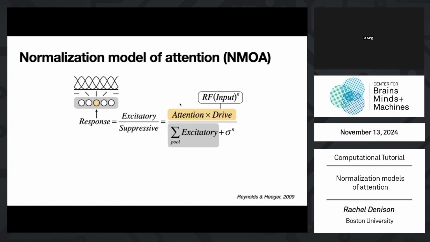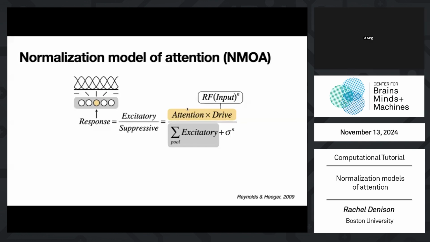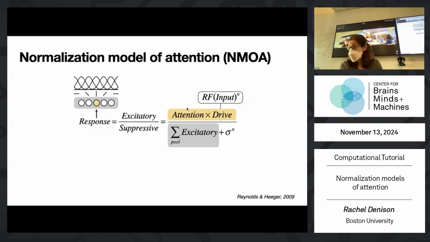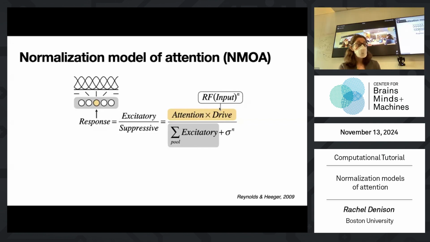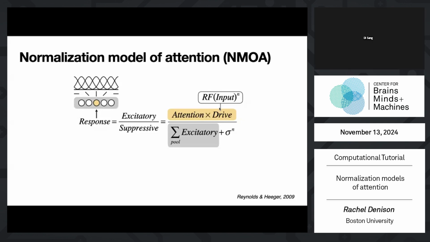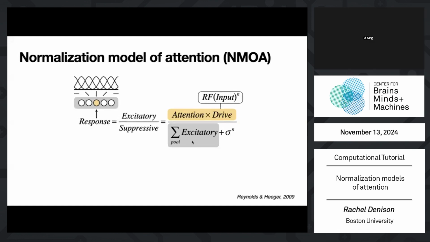And then the new ingredient in this equation from what we saw before is attention, right? So attention here is just a number. It's just some value that multiplies the excitatory drive. So that's what we mean by gain. When we say attentional gain, it's just like turning up the volume or turning down the volume on the excitatory input to the stimulus.